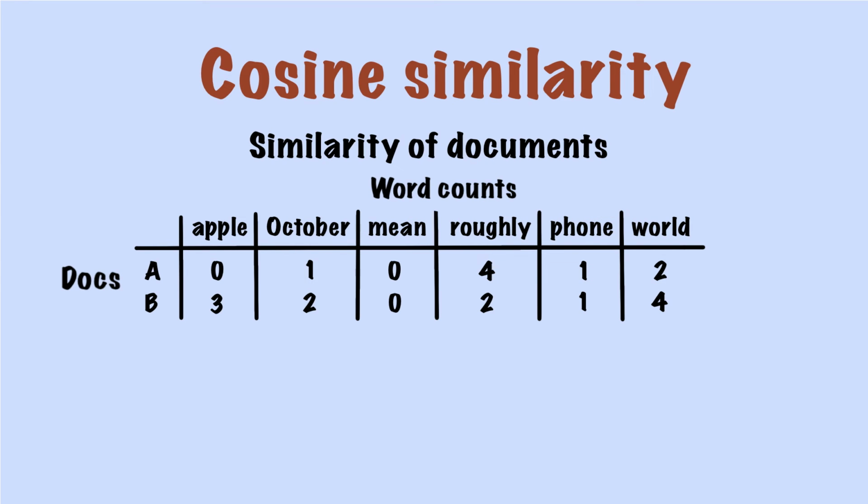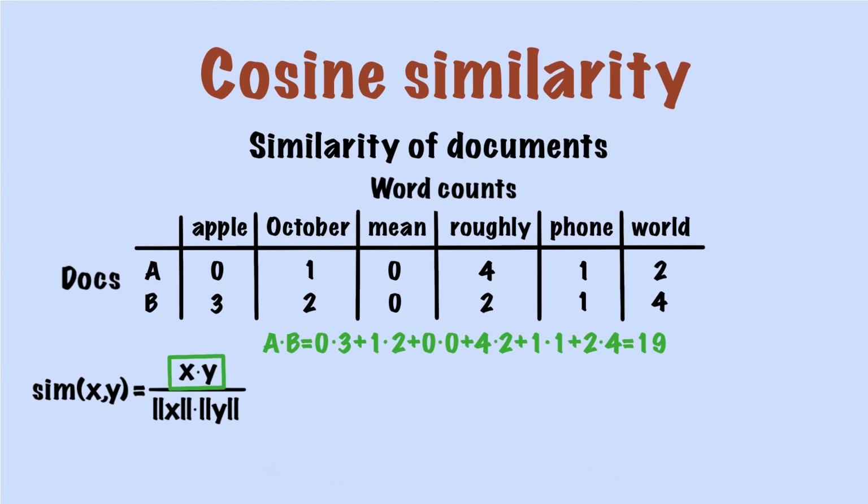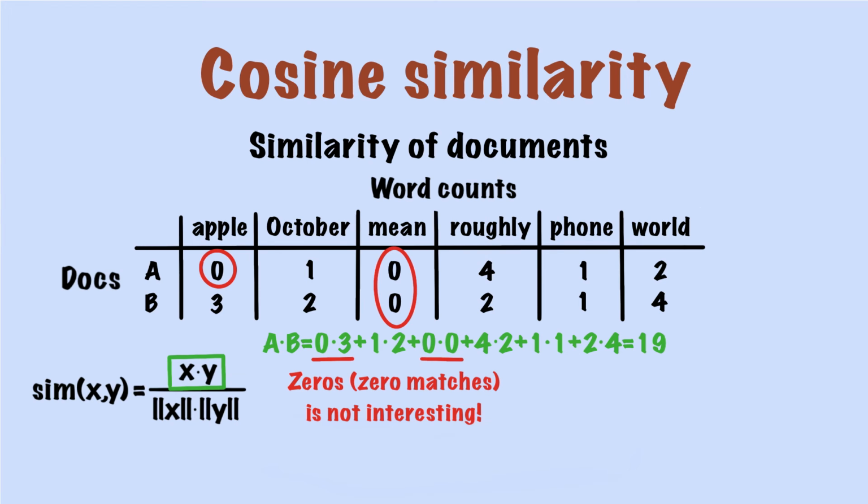Say, we have documents A and B, and the attributes are the word counts, so the word apple doesn't appear in document A at all, but it appears in document B 3 times. We can directly plug in our formula. We first calculate the dot product of two vectors, which is really straightforward. Remember how we said before that zero matches are not interesting? In fact, a single zero is also not interesting. For the attribute apple, document A has 0 counts, and the product of that attribute turns out to be 0, which doesn't contribute to the similarity.